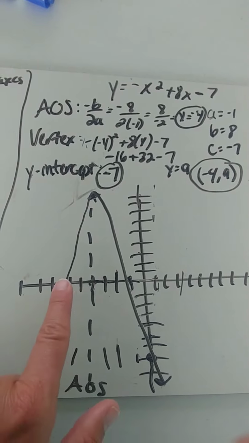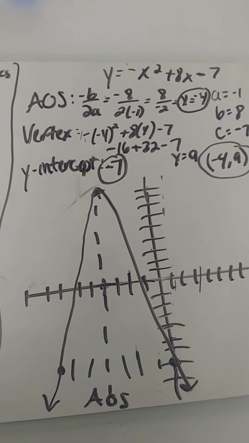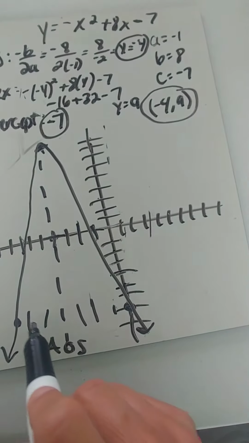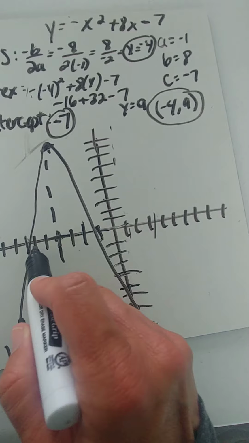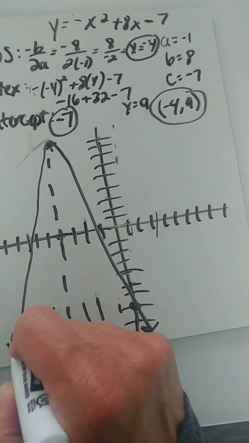So when I come over here, looks like I'm missing one. See? It's the problem with drawing. I got one right here. So I'm going to come over 1, 2, 3 for my AOS and mark it down.